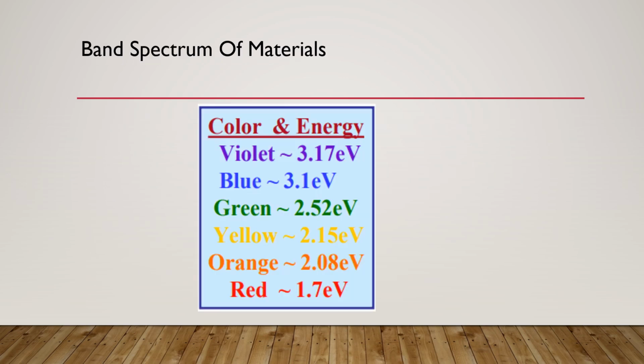Here are given the colors and the energy ranges at which they will exhibit the colors. Only radiations having these energies will exhibit the color, which will appear as colored. Otherwise, radiations having energies more or less than this range will not appear to us as colored. So they will appear as either black or colorless. So here it is given that if the energy is 3.17 electron volts, then the color that will appear will be violet, and if the energy is 1.7 electron volts, it will appear as red.